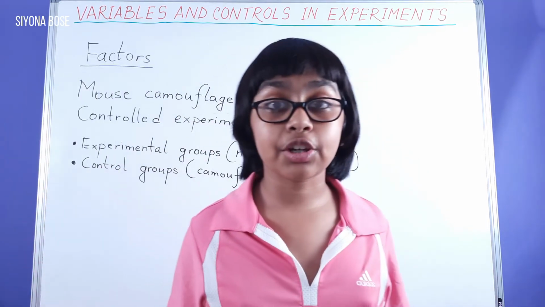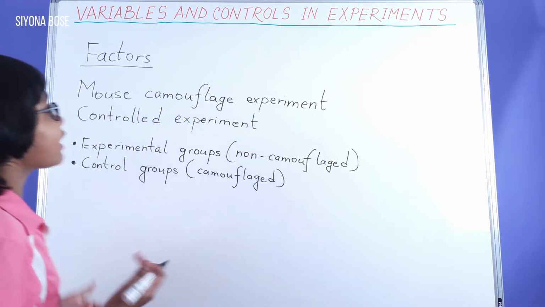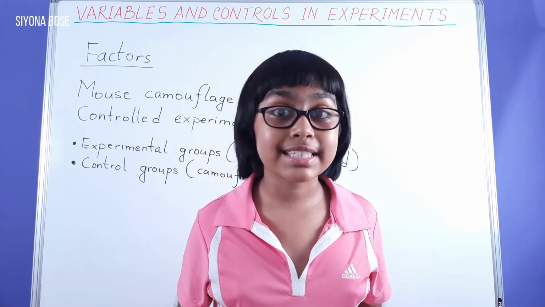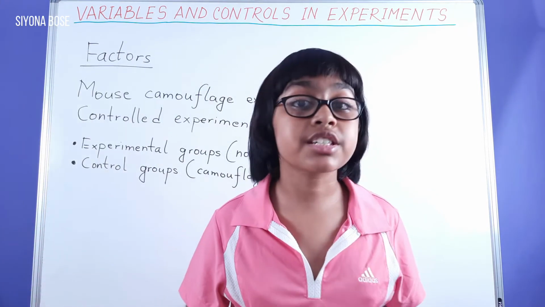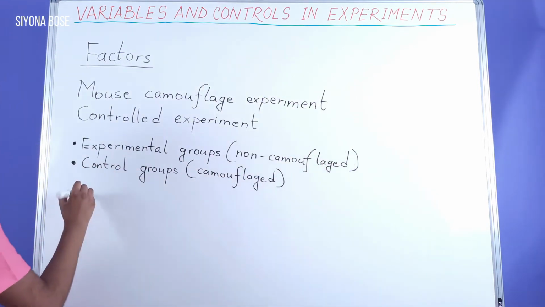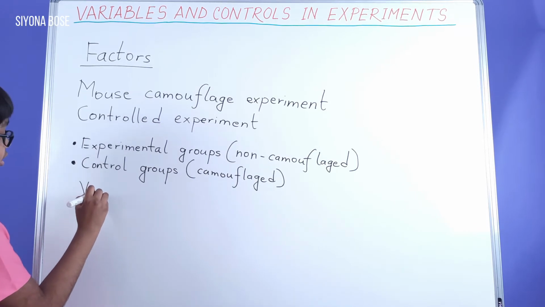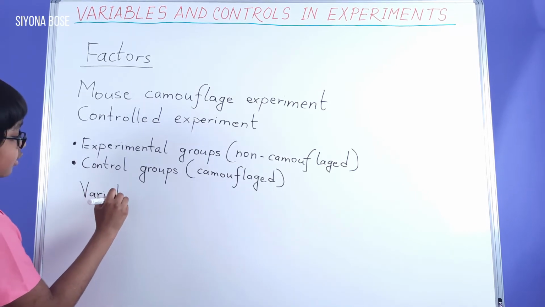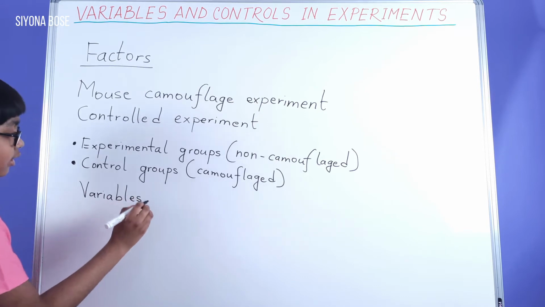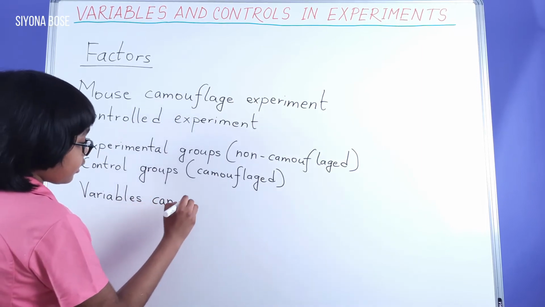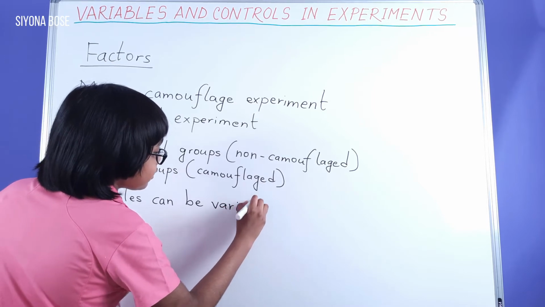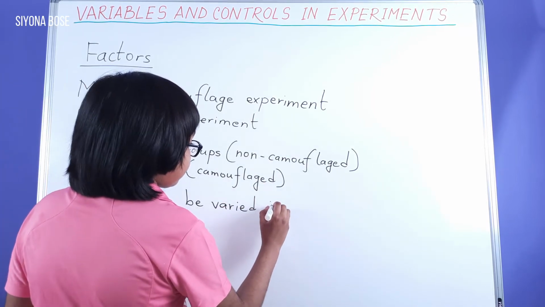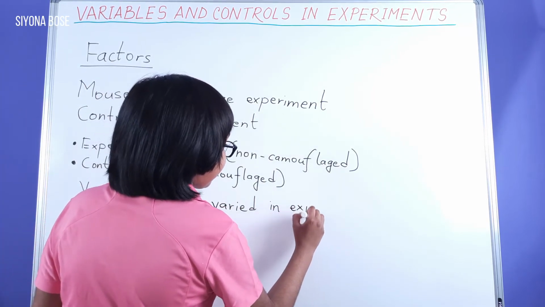Now, moving on to variables. What are variables? They are basically factors which can be altered and varied in experiments. Variables can be varied in experiments.